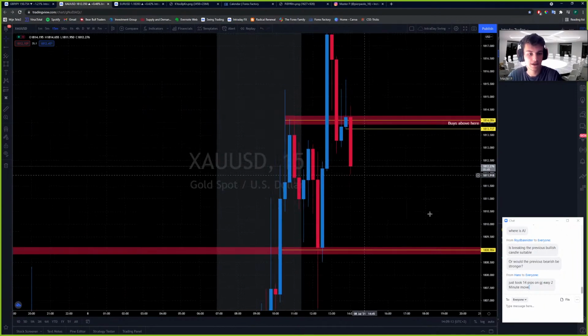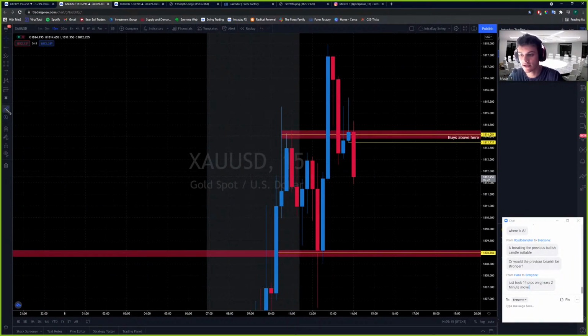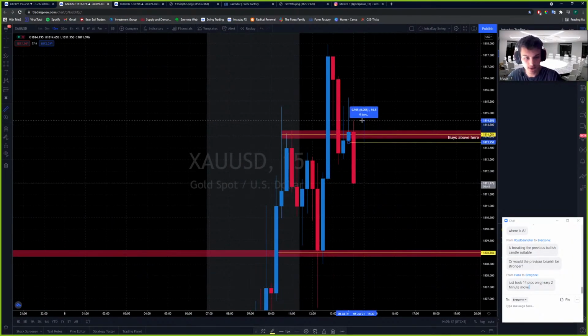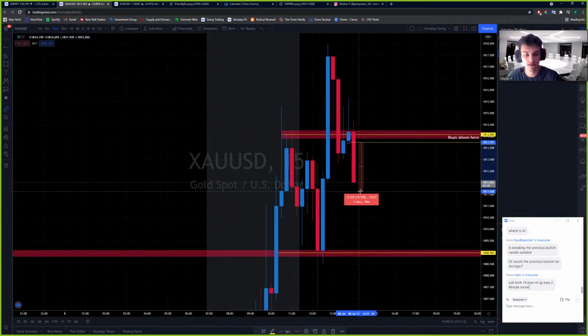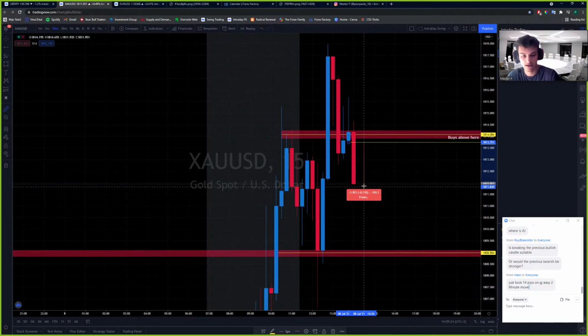Beautiful, it's continuing on down. Hopefully people are still in it to win it. Stop loss was about 9-10 pips, so it was a really, really good trade. It's up 18 pips, 20 pips was the first target for me. So amazing, amazing trade.